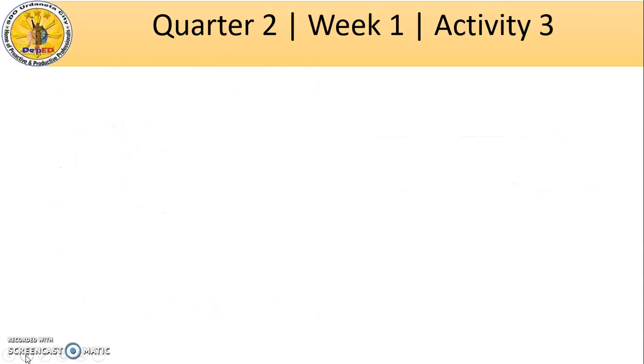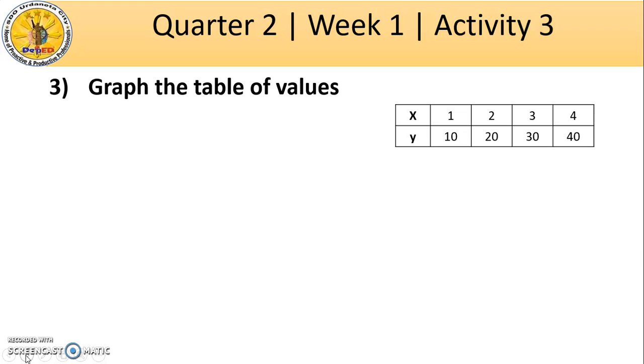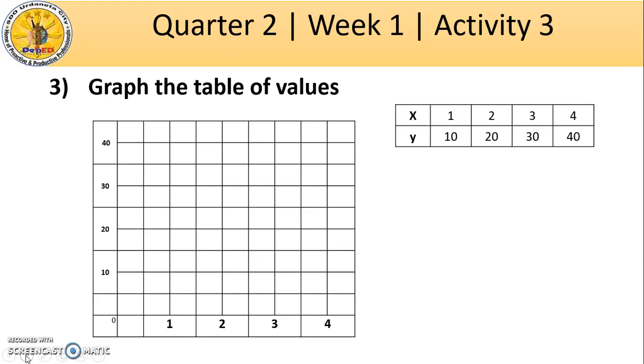Since the table of values now is complete, we now graph the variation using the Cartesian plane. The graph of the table of values on the upper right is as shown.